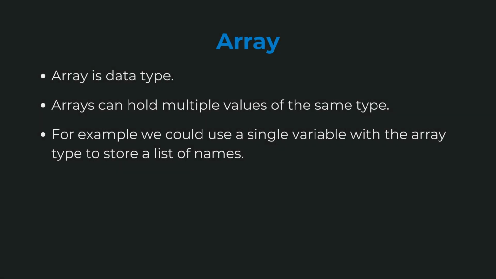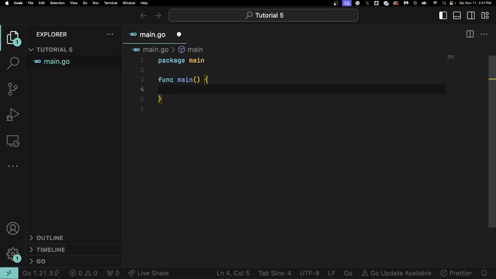Alright guys, so the first thing we're going to be covering is arrays. An array is a data type that can hold multiple values of the same type. For example, let's say we had a list of names. We could store all of those names in a single variable using the array type. So let's go ahead and create our very own array that stores a list of cities.